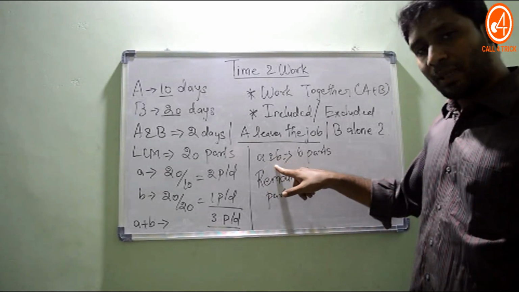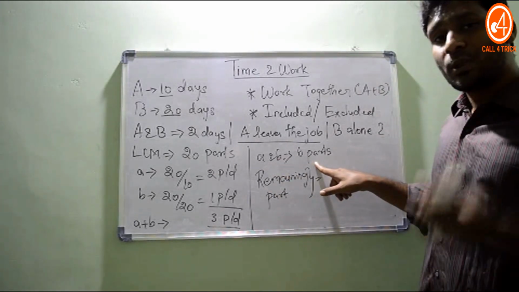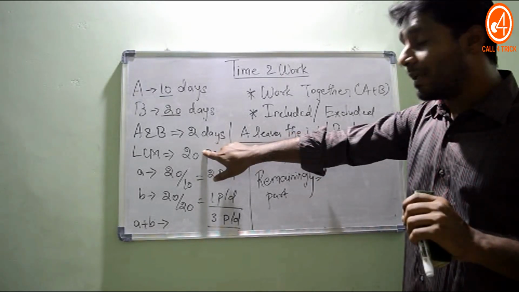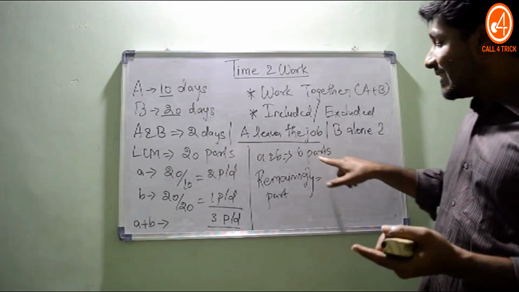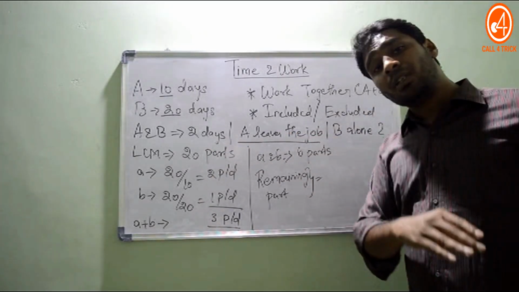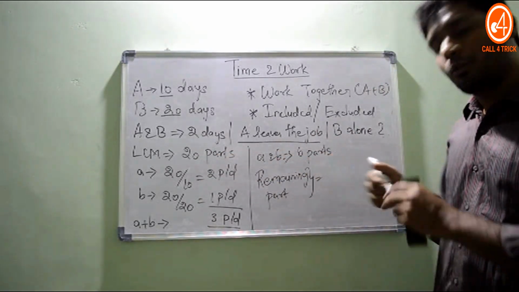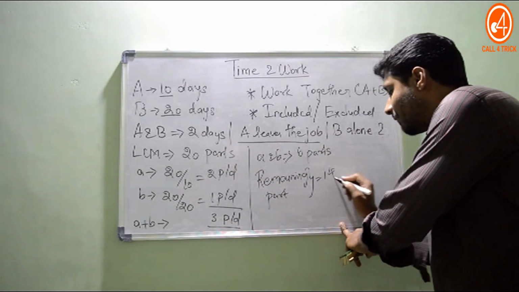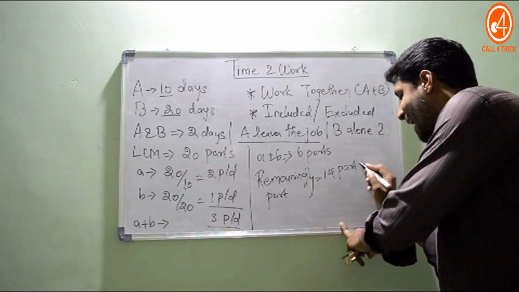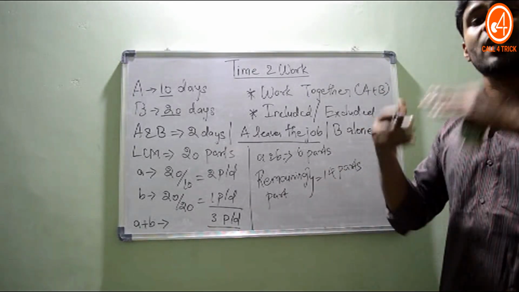A and B already worked together and they completed 6 parts. So it is simply like out of 20, my total parts, 6 have been completed. So what's the remaining part of work? That's good. It's simply 20 minus 6, it is 14. So the remaining 14 parts of work is untouched work. It's yet to be completed.